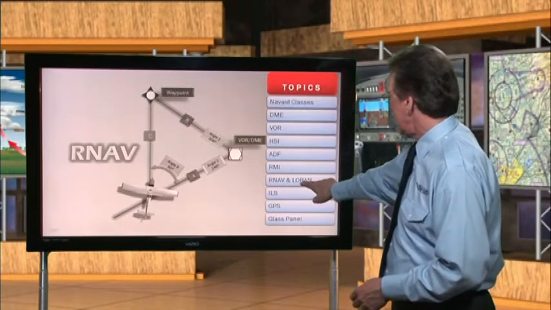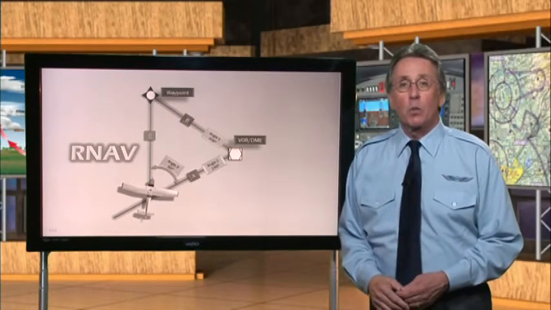This time out, RNAV and LORAN. Back to your classroom with your instructor. Area navigation, or RNAV, was once considered the most accurate navigation system. It's slowly being replaced by GPS navigation.